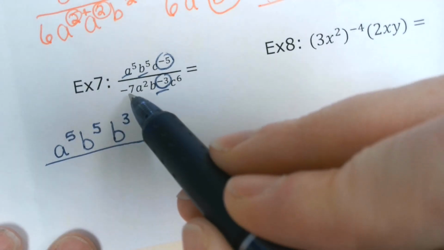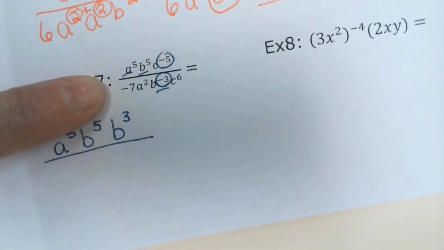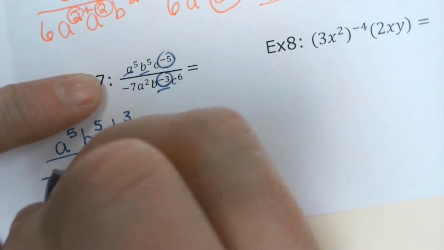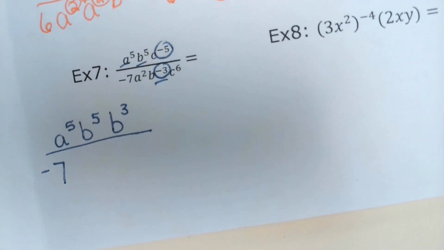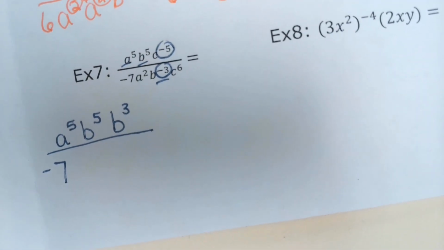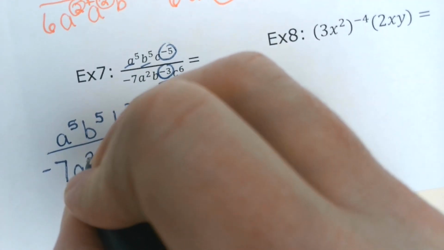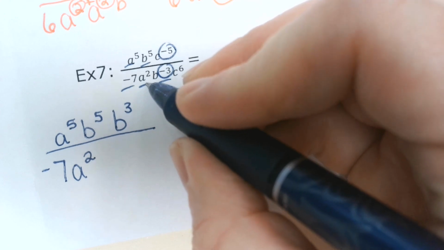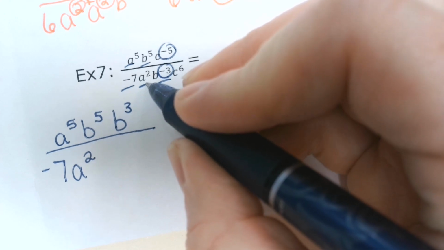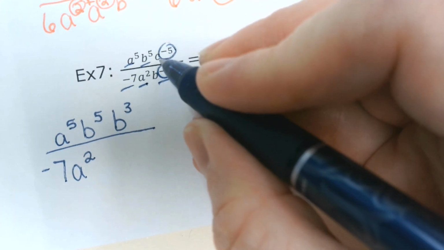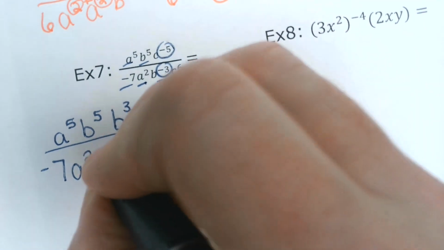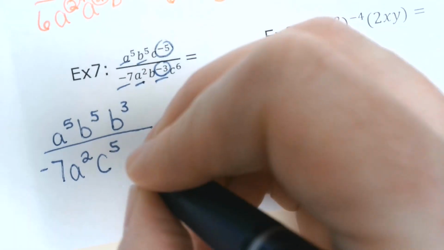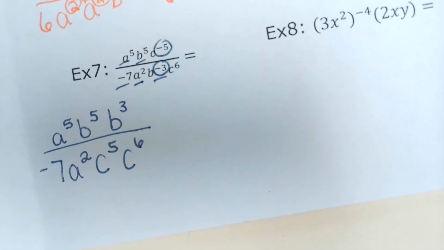The denominator, we have a negative 7. That is a base of negative 7. That is not an exponent, so we don't move it. We're just going to keep it as negative 7 on the denominator. And then a squared. So negative 7, a squared have been written down. Then we have, oh, we got to put the c negative 5 down there. So it's c positive 5. And then c positive 6.